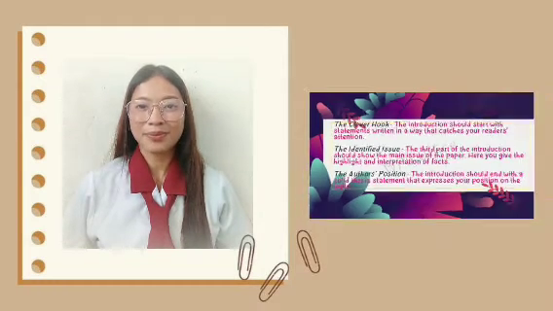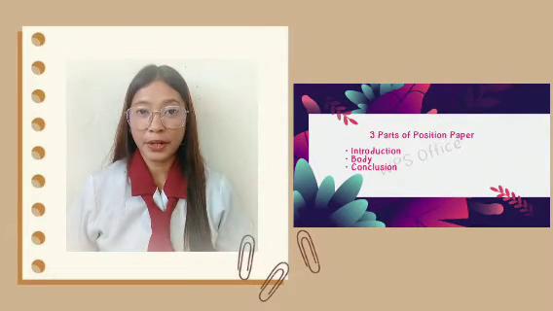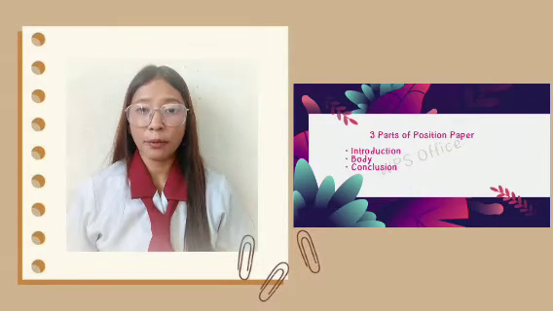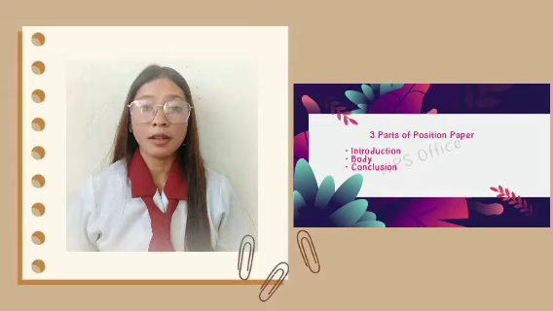So let's proceed to the three parts in writing a position paper, which are introduction, body, and conclusion. First, the introduction. The introductory part aims to attract the reader's attention to the covered subject matter. Ideally, you should begin with several opening sentences about a specific issue to hook the reader. For example, you will provide a key term or keywords for your readers to get interested in reading your position paper.